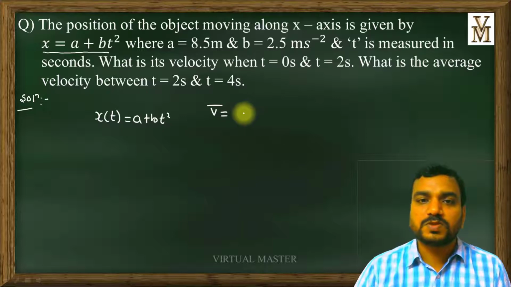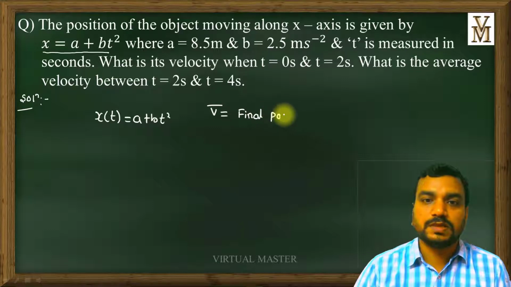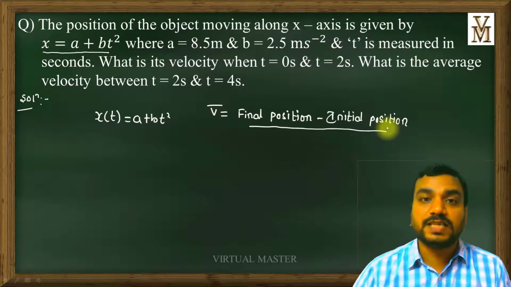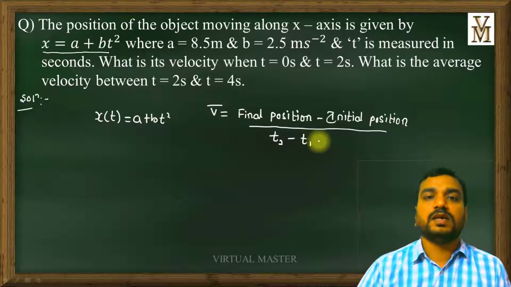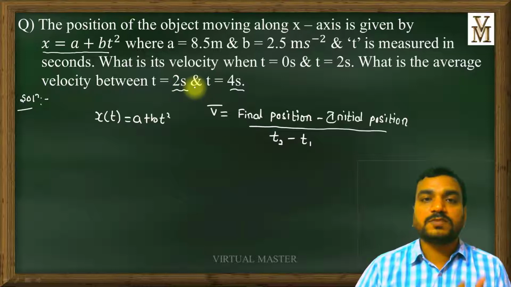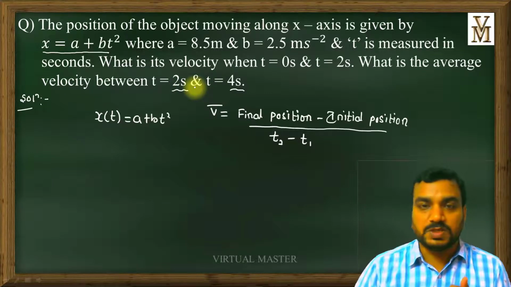Now what is the change in position? That is nothing but final position minus initial position, divided by total time taken or the change in the time taken. Okay, now change in the time taken I can write as t2 minus t1. Here t2 is 4 seconds and t1 is 2 seconds. Now let us find the initial position and final position first.